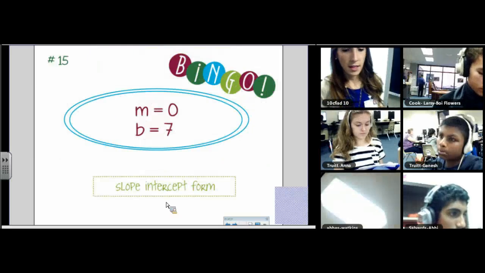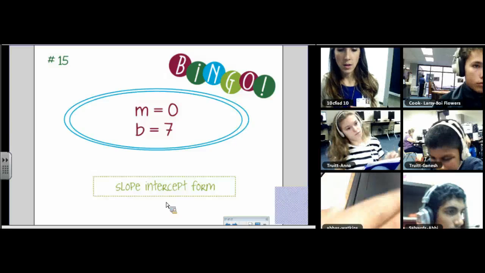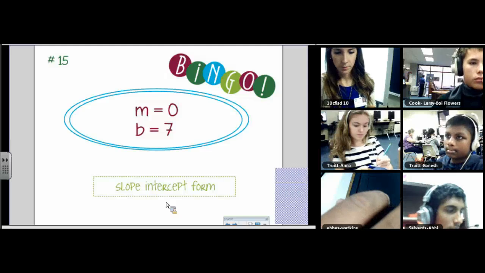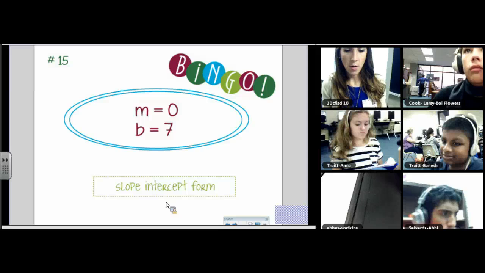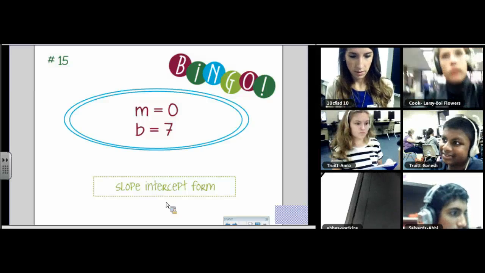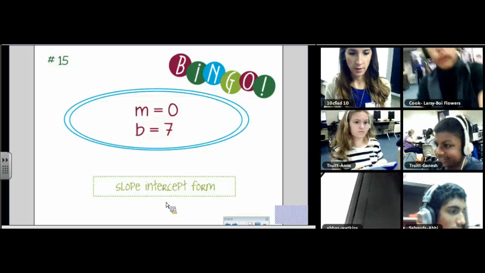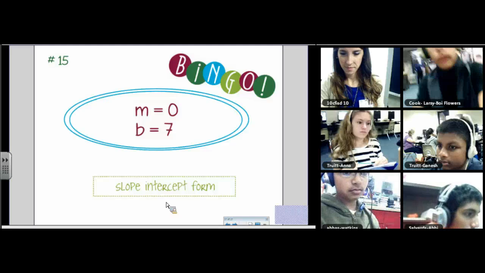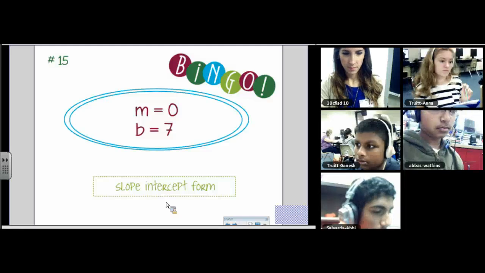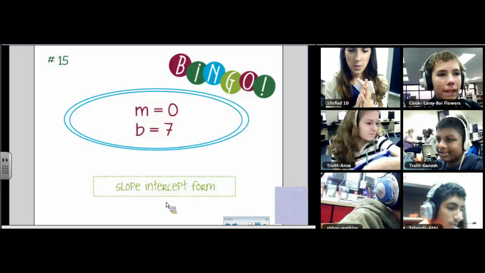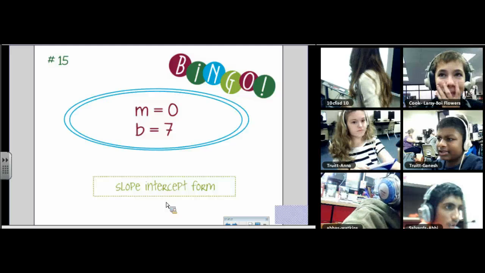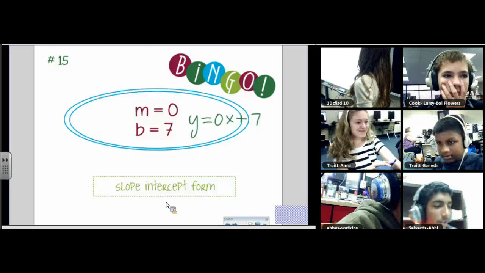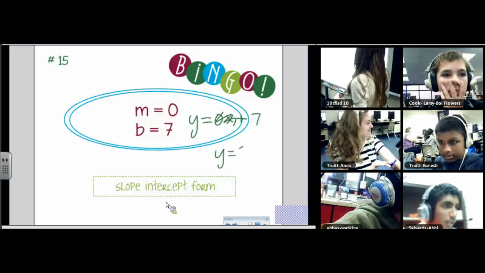Write the equation of the line that has a slope of 0 and a y-intercept of 7, and write it in slope-intercept form. Okay, Abby, what's your answer? Okay, so we're given an m and we're given a b. So we're going to do y equals mx plus b. Well, what is 0x? Well, that cancels. So the answer was y equals 7.